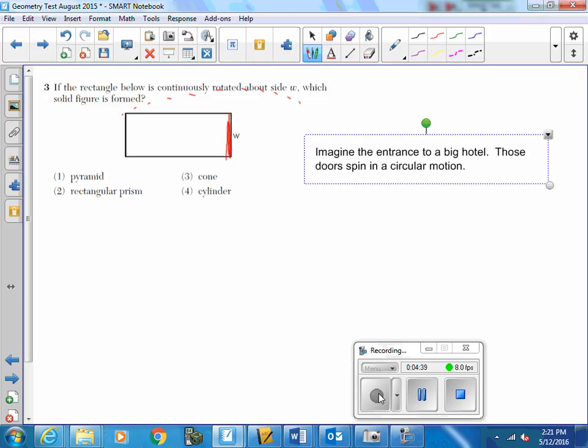It's a close comparison. And what type of shape does that make? When they spin in a circular motion. So what type of solid would have a circular base and a circular feel to it from the top to the bottom? Well, it's definitely not going to be a pyramid. It's not going to be a rectangular prism. A cone has a circle on the base, but that's not going to be all the way up to the top. So we're definitely looking at a cylinder.